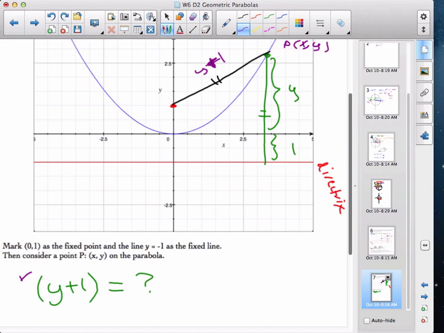But does it need to equal anything else? Is there another way of expressing that length? I agree, these two lengths have to be equal. But is there another way of expressing this length, Diana?